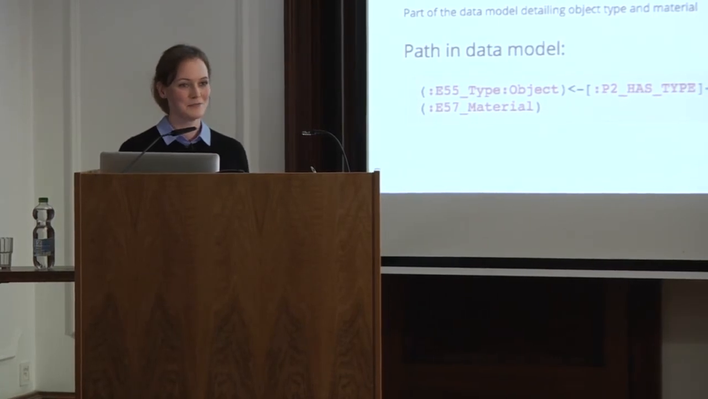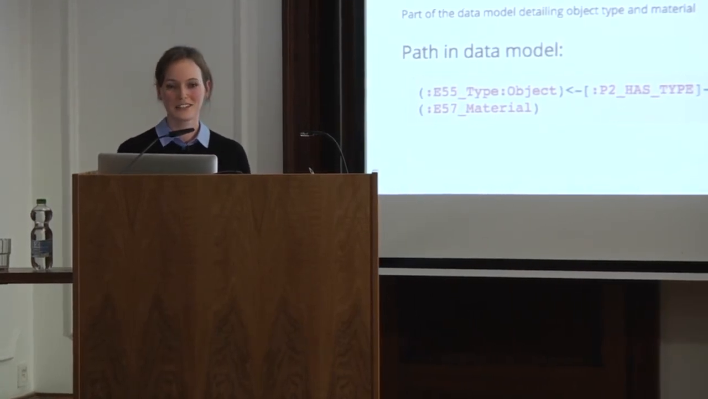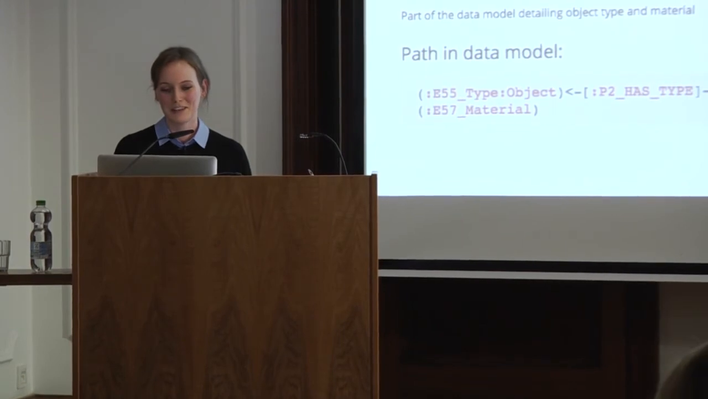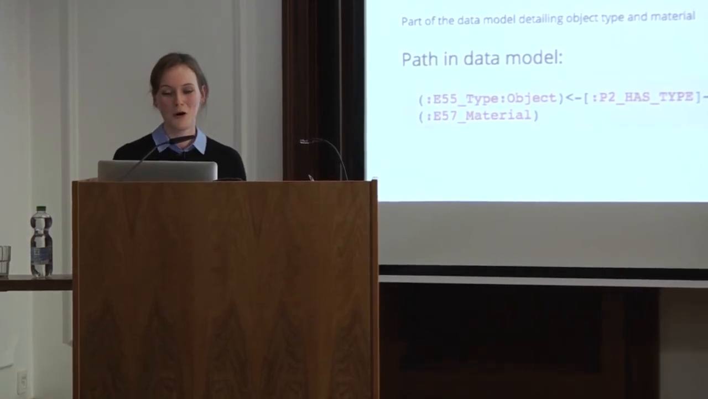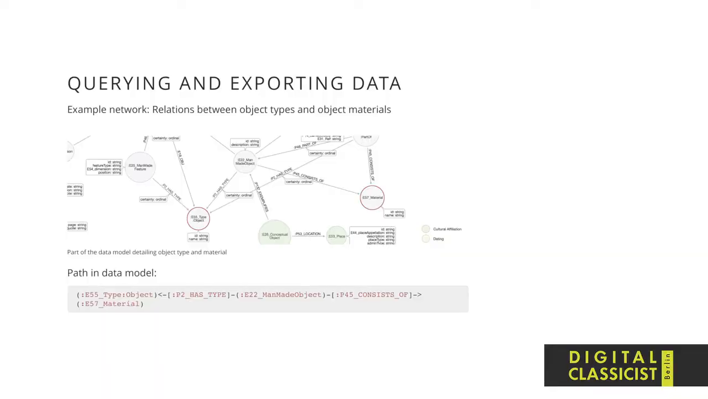As an example, I chose the relatively random relation between object types and object materials. So let's say I want to see if there's some kind of interesting connection between the types of objects that are in graves and the material these objects are made of. So first of all, I would go back to the data model and look for these nodes and how they are connected, because even though I made the data model myself, I can't really remember all of it.